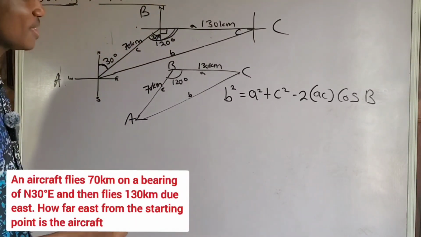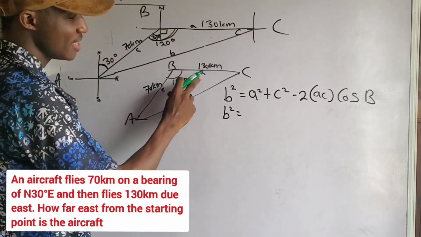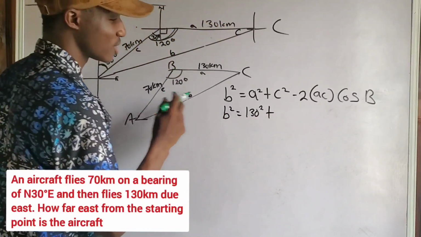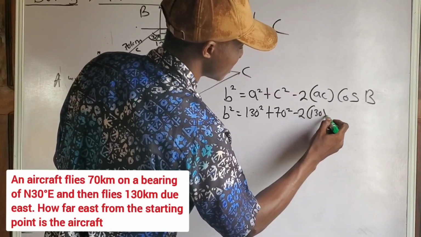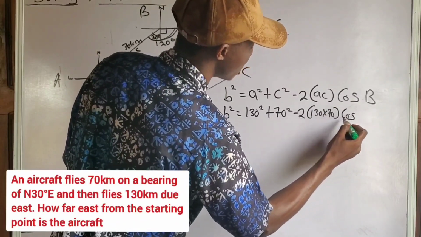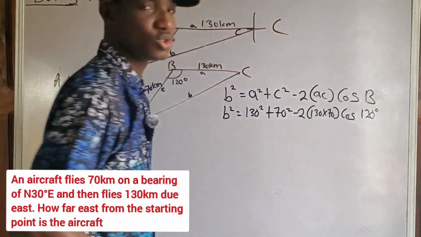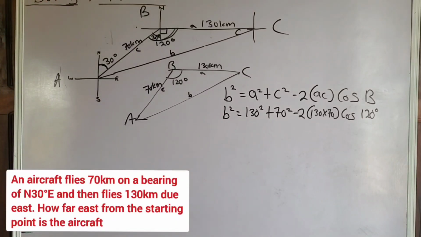Now, b squared is equal to a squared. a is 130, so 130 squared, plus c is 70, so 70 squared, minus 2 multiplied by 130 times 70 cos B, where B is 120 degrees. Cos 120 degrees. Do you understand? You can see that it's simple. All you have to do is master the steps very well. If you are able to master the steps, you'll be able to solve any question on it.